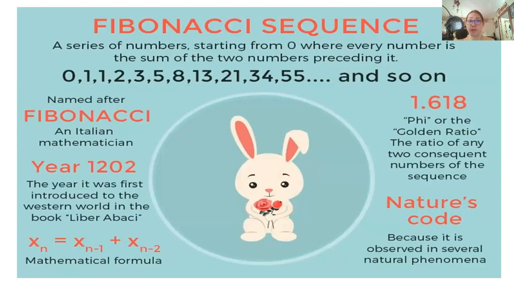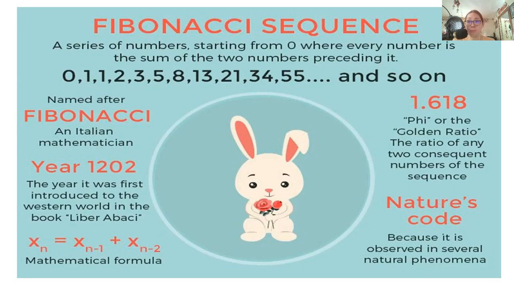Now, the Fibonacci sequence, as we defined it a while ago, is a series of numbers starting from 0 where every number is the sum of the two numbers preceding it. For example, 0, 1, 1, and so on and so forth. The word Fibonacci was named after Fibonacci, an Italian mathematician, again, Leonardo of Pisa. The year 1202 is the year it was first introduced to the Western world in the book Liber Abaci.